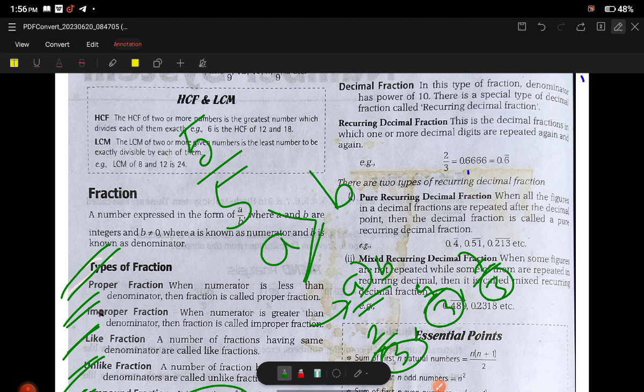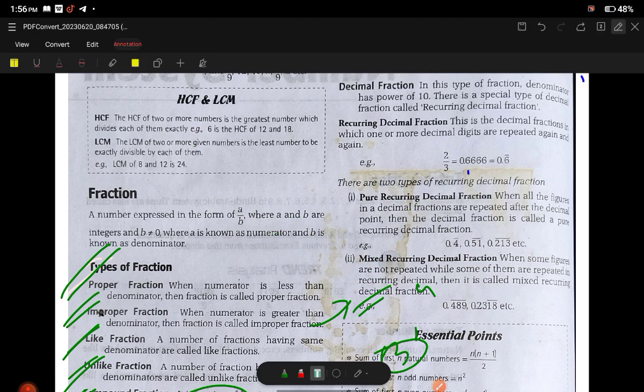What type of fraction is it? Mind it, this is an improper fraction. It is improper, not proper. So the actual definition of improper is greater than or equal to the denominator. If I say 1, this is also an improper fraction, greater or equal. 5 by 5, 7 upon 7, 2 upon 2, all these are improper fractions. All right, I hope you understood.